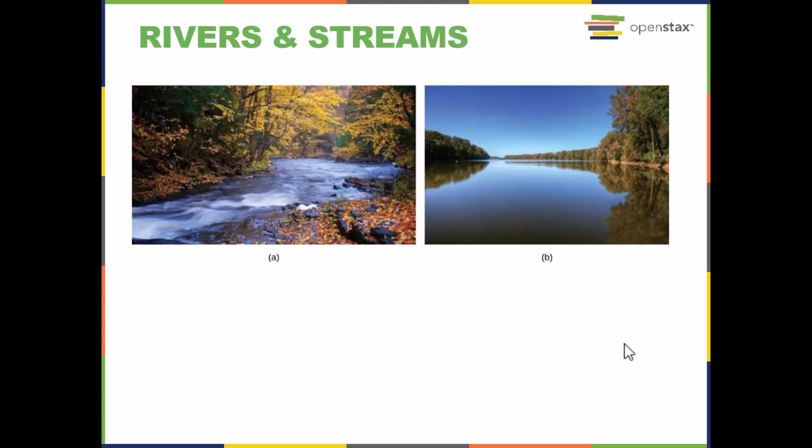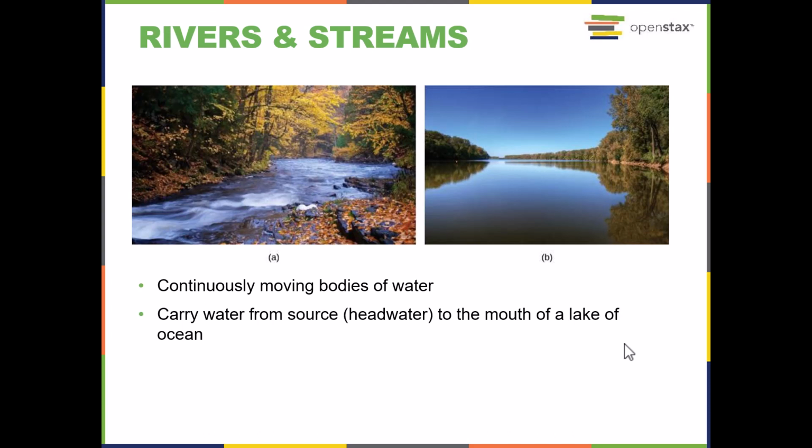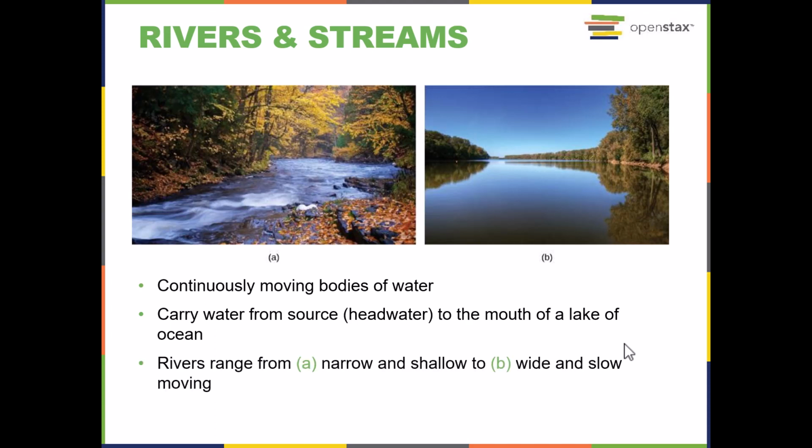Rivers and streams are continuously moving bodies of water, unlike lakes and ponds. And they will carry water from a source, which we call the headwater, to the mouth of a lake or the ocean. Rivers can range from being very narrow and shallow or very wide and slow moving.